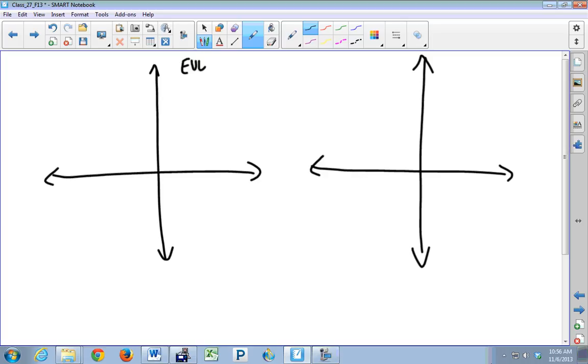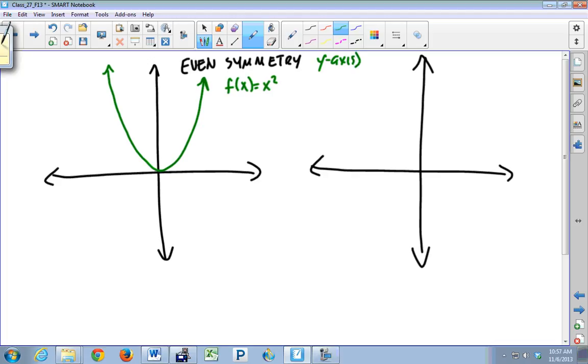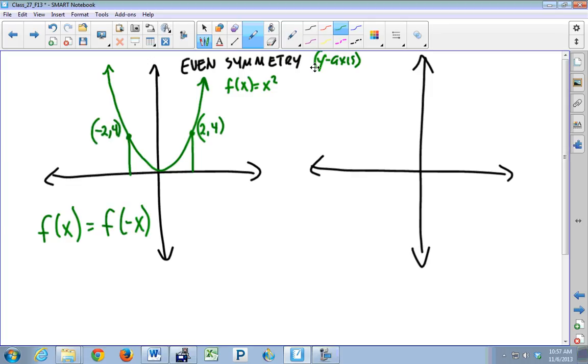Okay. Even symmetry, the one function you probably always want to keep in mind with even symmetry is just your x squared graph. That has symmetry about the y-axis. And to prove that a function has y-axis symmetry or even symmetry, you have to show that f of x is equal to f of negative x. So to help you remember that, just think of two specific points on the graph that shows this symmetry. You know, if you put 2 into x squared, you get 4. And if you put its opposite in, you also get 4. So that's what this says.